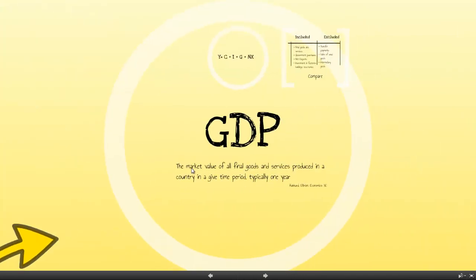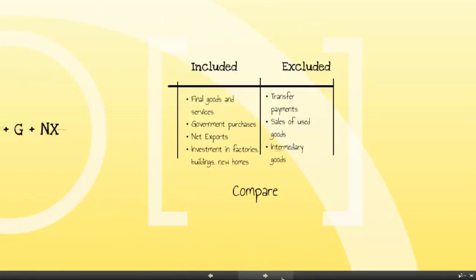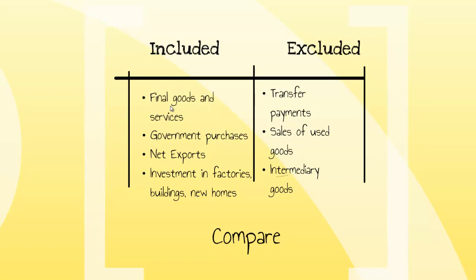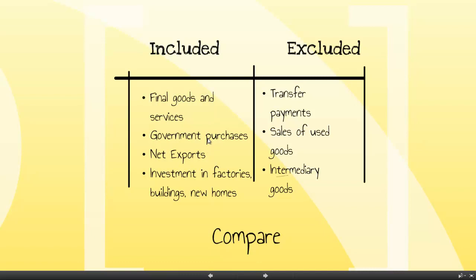Gross domestic product is the market value of all final goods or services produced in a country in a given time period, typically 1 year. What's included in gross domestic product? The final goods and services produced in an economy, government purchases, this is on new items or services, right? Net exports, that's exports minus imports, and investment in factories, buildings, and new homes.